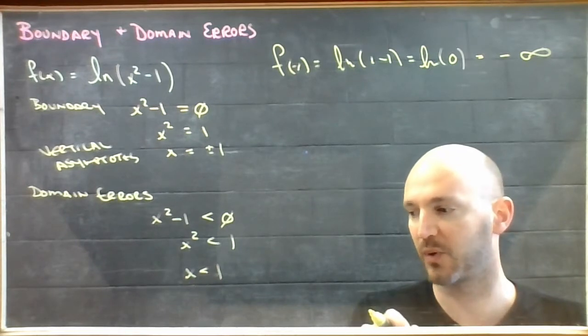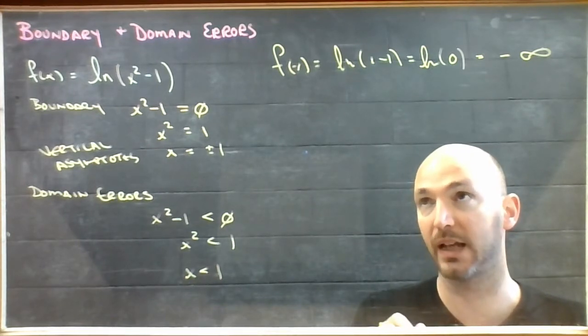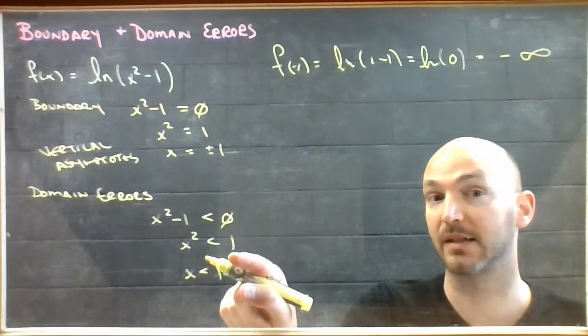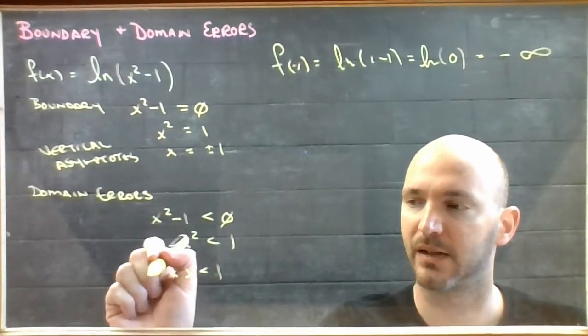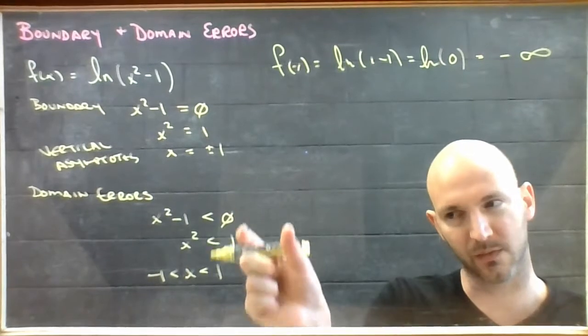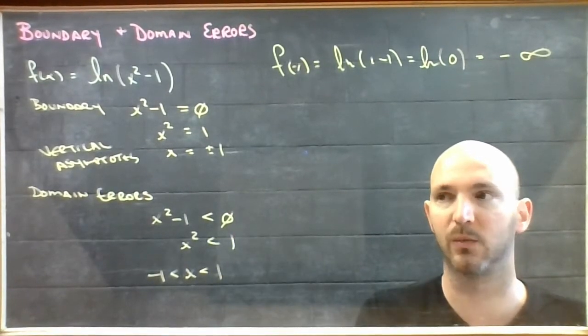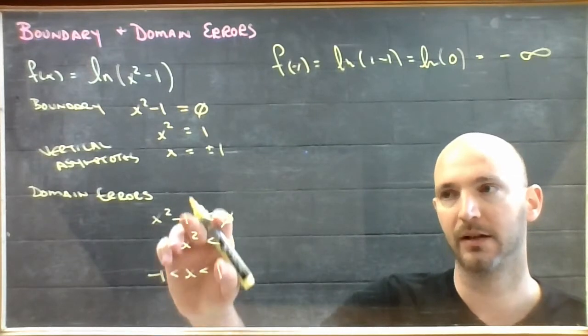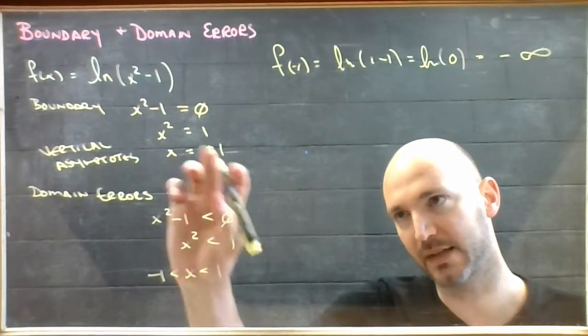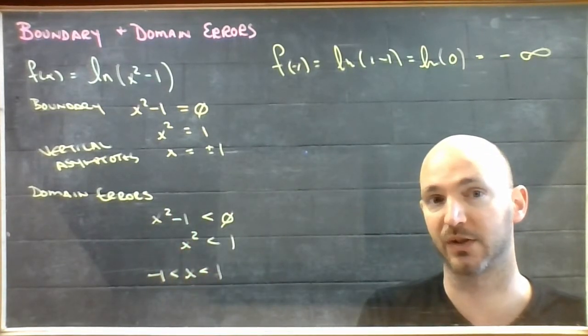-0.9 times -0.9 would be positive 0.81, which is less than 1. So this is going to fail all the way down to -1. This range between -1 and 1, which happen to be your boundaries, and that is not an accident, is a place between your boundaries that has no function to it.